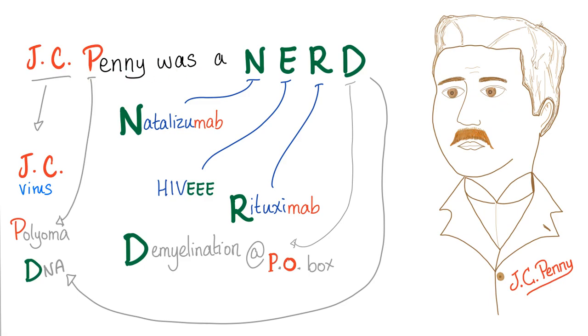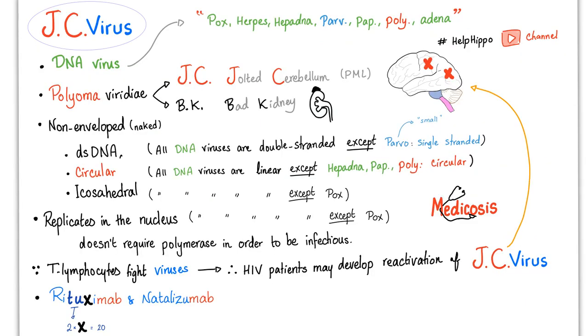JC Penney was a freaking nerd. JC virus. Penney, polyoma. Nerd, N, natalizumab. E, HIV. R for rituximab. D for DNA virus. And demyelination at the P.O. box. This is parietal lobe. This is occipital lobe. Thank you so much. I don't want to hear any whining. Here is JC virus again. Please pause the video. Take a minute to review it. Pox, herpes, hepadna, parvo, polyoma, adeno.